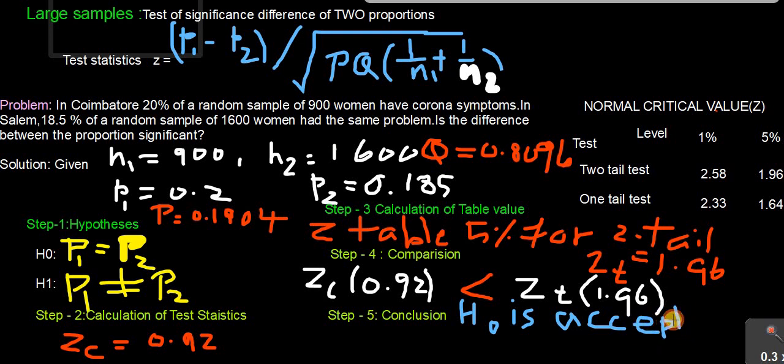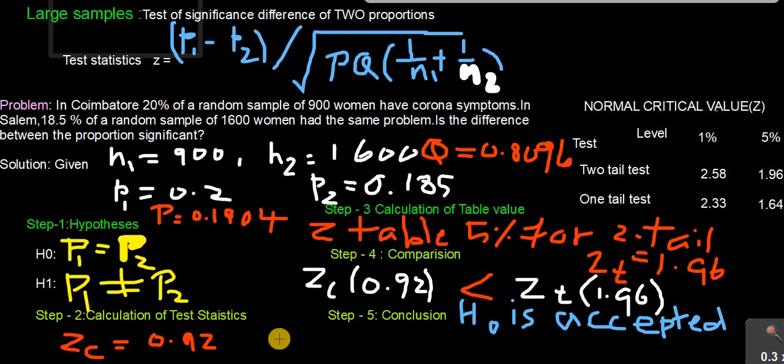What's the meaning of this? Accepted. What's the meaning here? It is that the null hypothesis we have to accept. What null hypothesis have we assumed here? The null hypothesis is that the proportion of corona affected women in Coimbatore and Salem are equal. That's what we have taken as the null hypothesis. Am I correct?